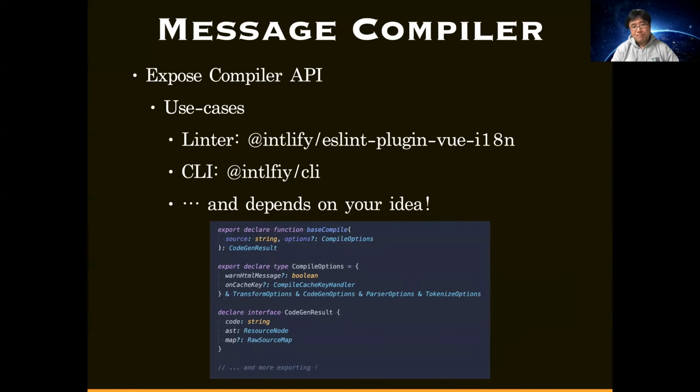So I mentioned that vue-i18n's message compiler provides a compiler API. By using the compiler API, you can do low-level language processing using the parser. As an actual use case, the Vue I18n official ESLint plugin uses the compiler API for message syntax validation. The compiler API is also used in the vue-i18n CLI. It precompiles the message.